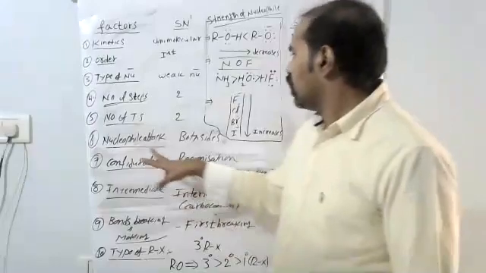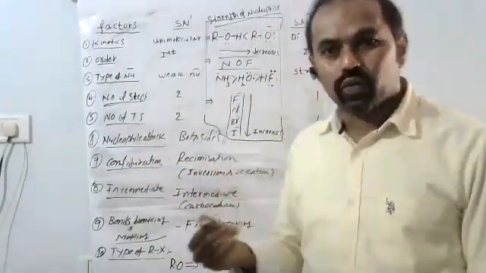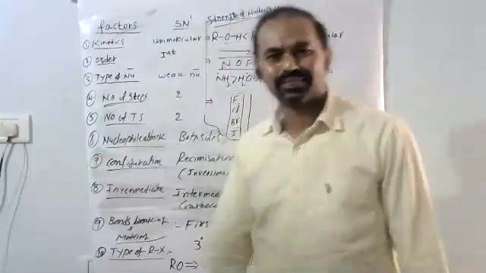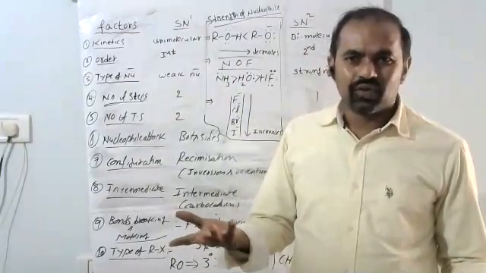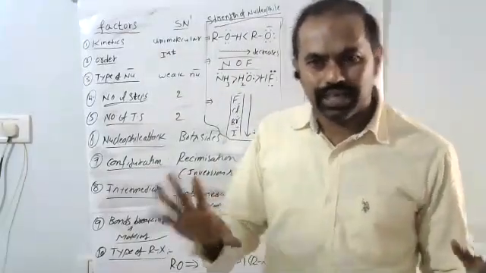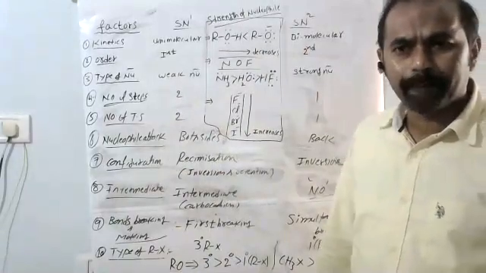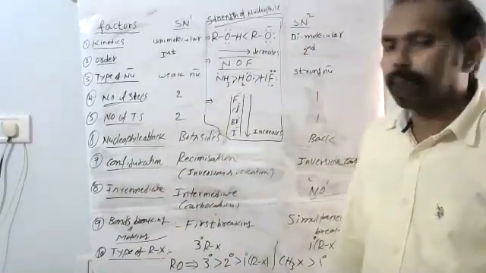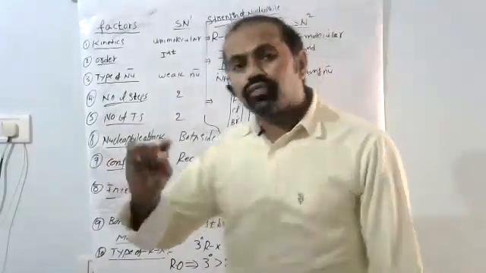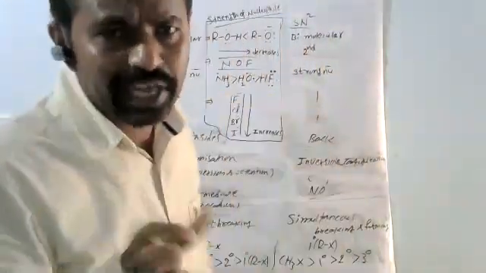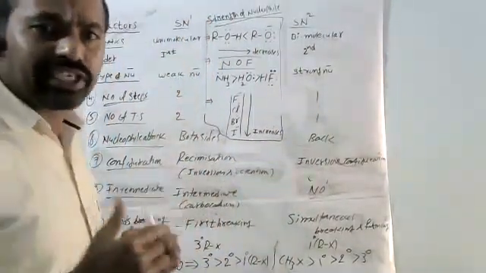Okay, next, nucleophile attack. Which direction in SN1? Both sides, front or back, with equal probability. But in SN2 reaction, the nucleophile attacks from where? Back side, only the back side. Good.